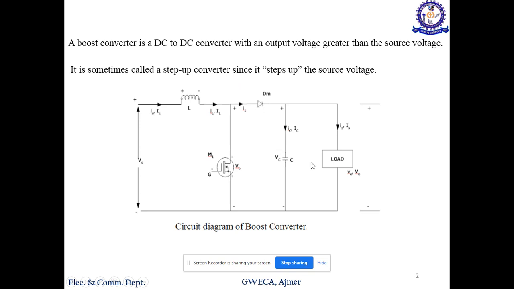This is the capacitor, this is the load, and this is your inductor. Your input is applied to this side, and we get the output across the load. This is the very basic circuit diagram of the boost converter. Let us now understand the working operation of this boost converter.